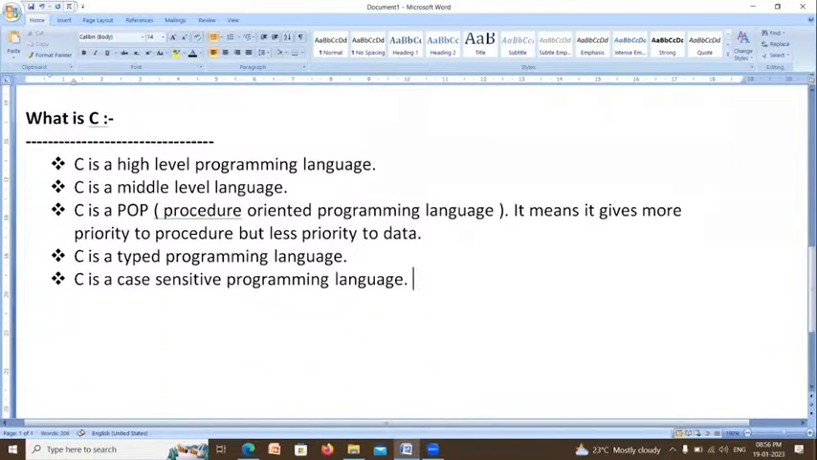What is the meaning of case sensitive? Suppose it is small a, capital A and small a, both are different. Voice is same. It is A, it is also A. But it is capital A, it is small a. If the computer considers capital A and small a as different, then it is called case sensitive. If the computer doesn't recognize capital A and small a as different, the computer is feeling both are same, then it is case insensitive. So C is a case sensitive programming language.